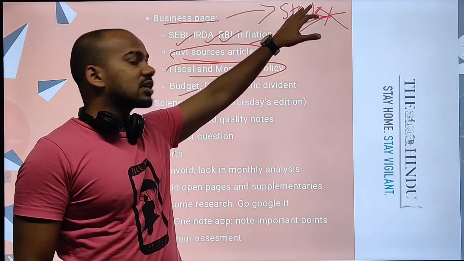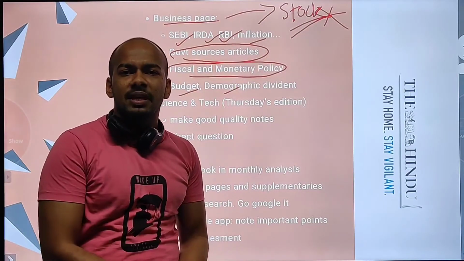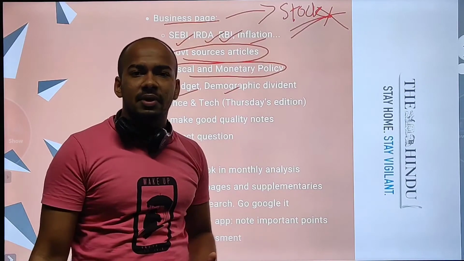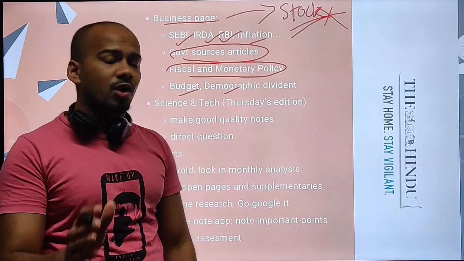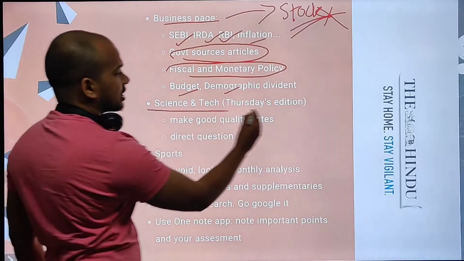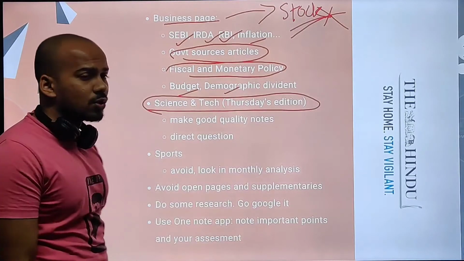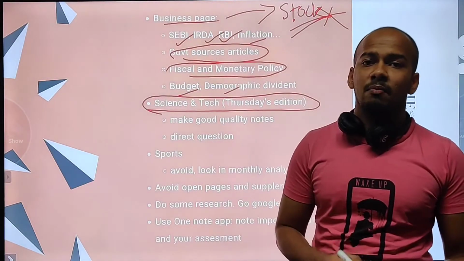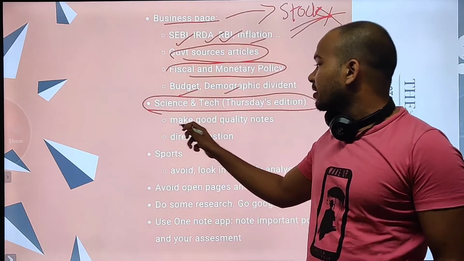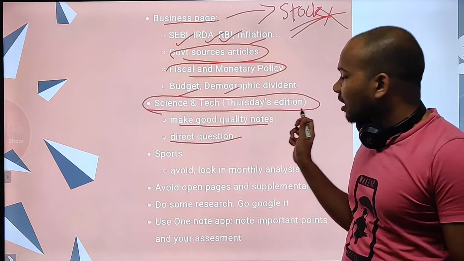But things regarding some company taking over another company or variation in stock exchange rates are not important. Science and technology. This is the Thursday edition, so in this case, it is very important. Read it completely because UPSC has multiple times asked direct questions from it. So make good quality notes on it, and direct questions are expected.